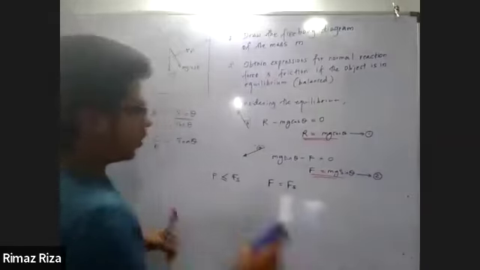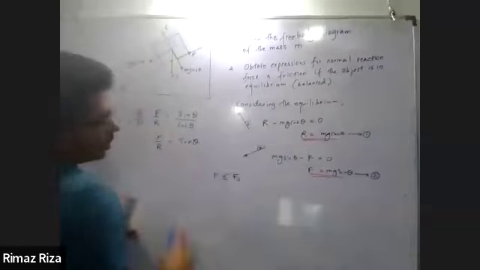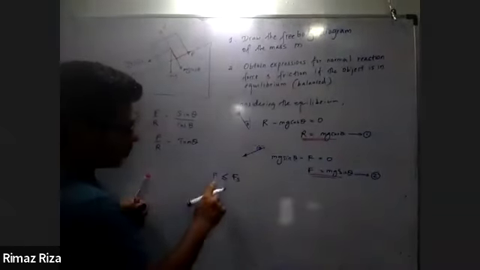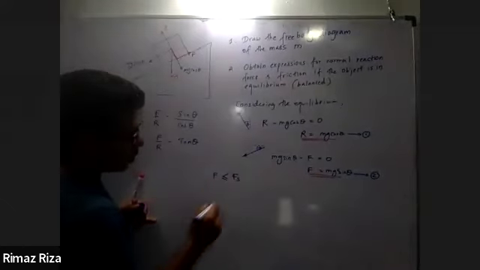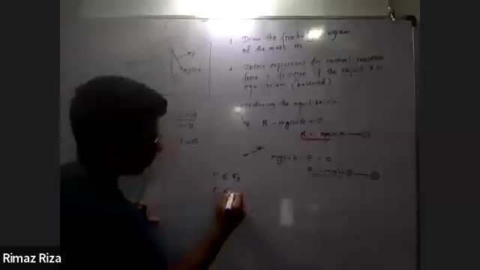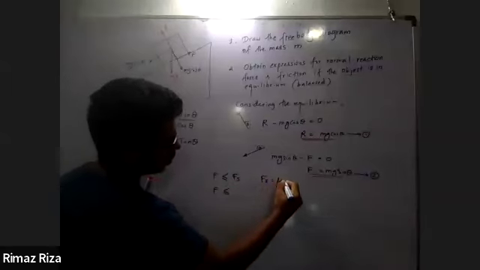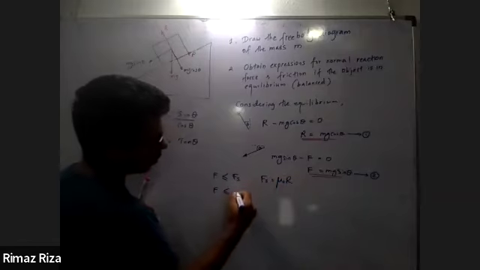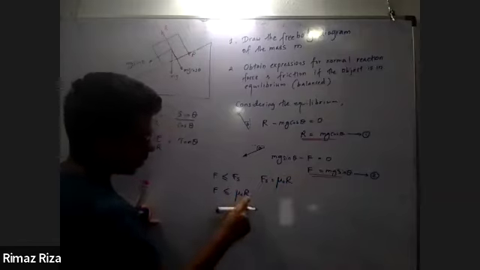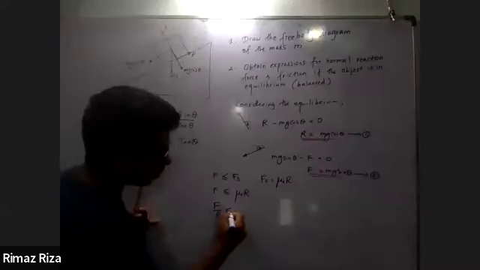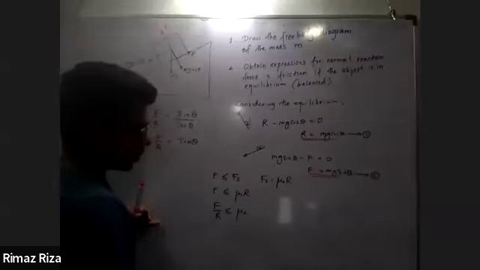Okay. So here we know that F is always less than or equal to Fs. Fs equals nu s times r. So I write nu s times r. I take this r to this side. So F over r is less than or equal to nu s. Okay.